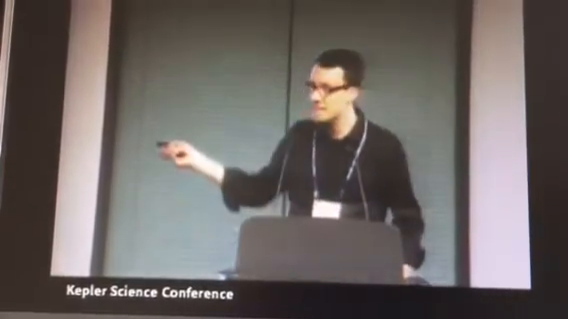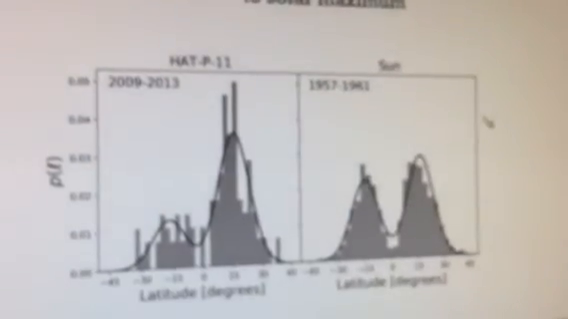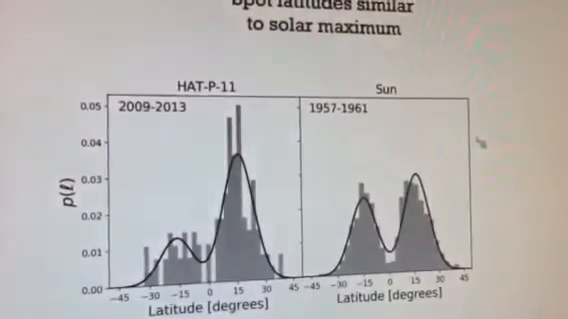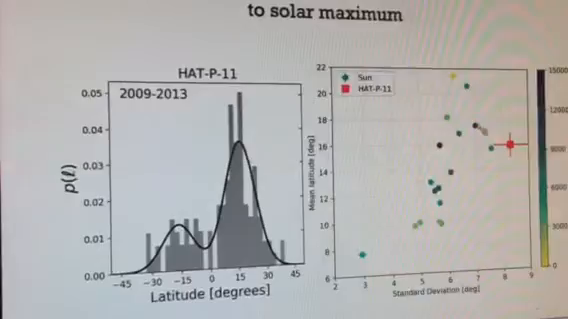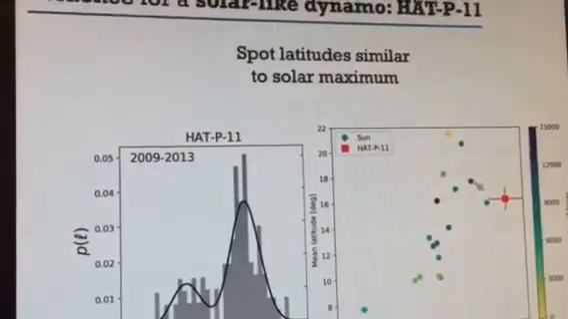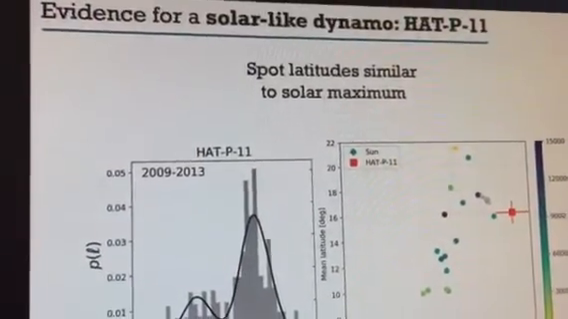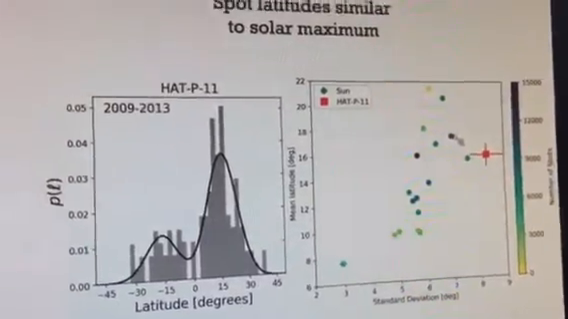1957 to... Oh, sure. So this example bin, I used because the mean latitudes of the sun and the standard deviation in the latitudes is the same as HAPP 11's. So on this plot where I show the range that you observe on the sun, it's the point that's closest to HAPP 11. That's why I showed that one. The asymmetry is not as similar.